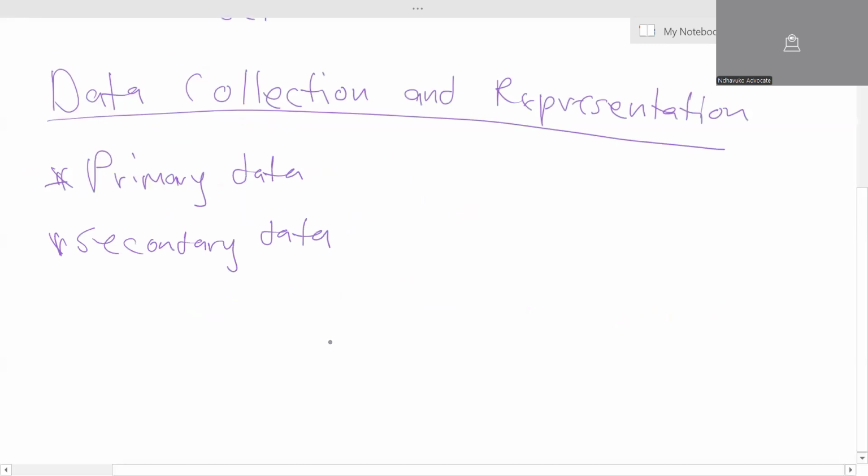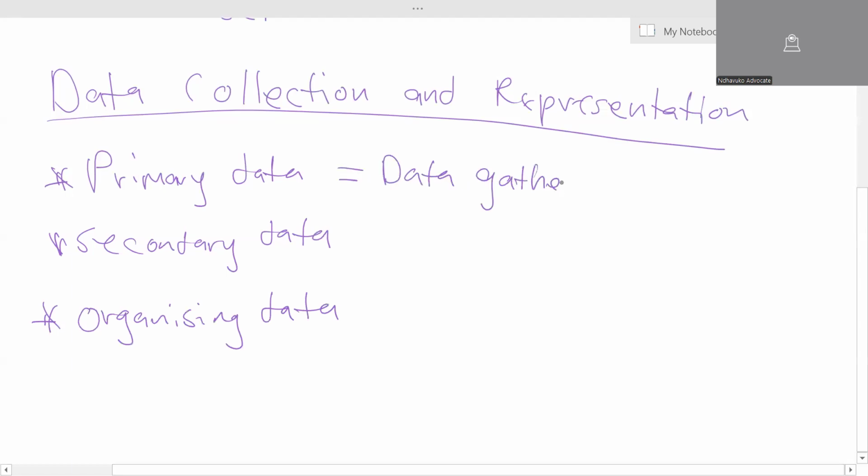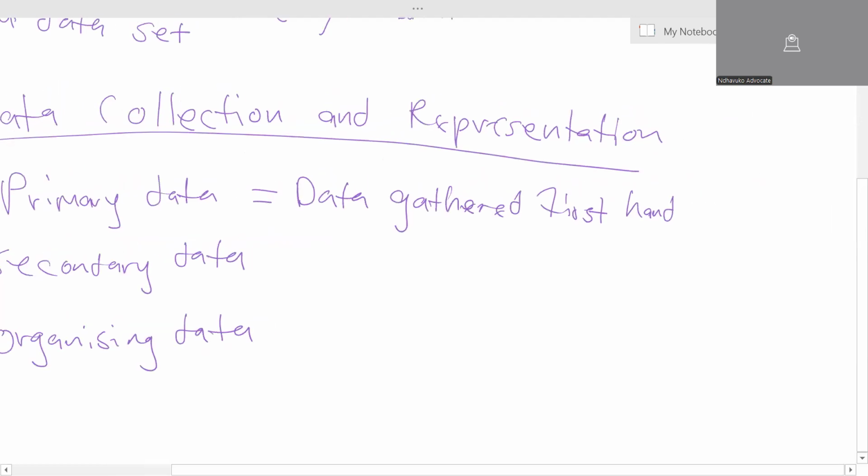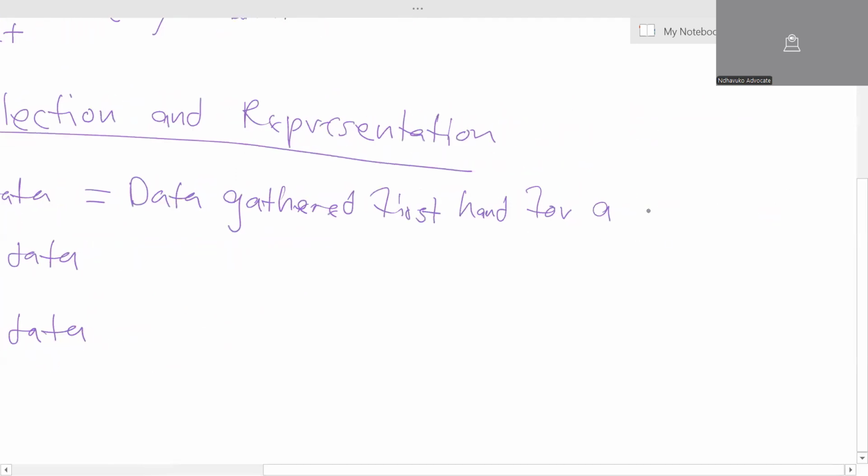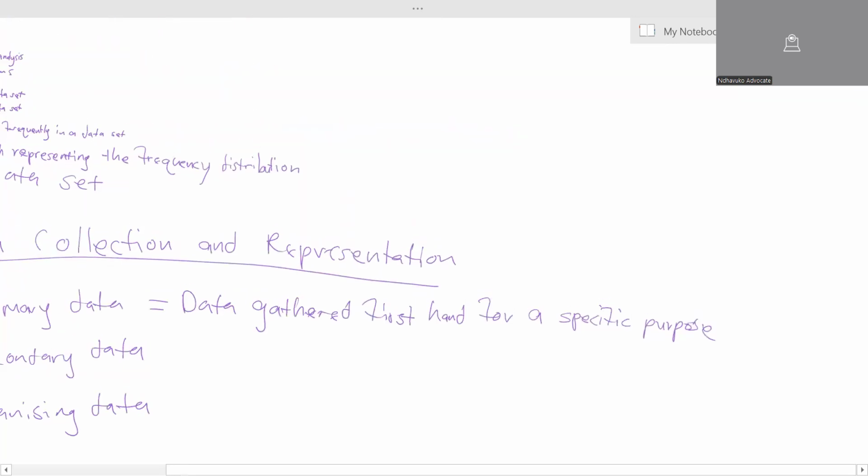And then there's what we call, this is the last one, organizing data. So, primary data is data gathered firsthand for a specific purpose. Data gathered firsthand for a specific purpose.